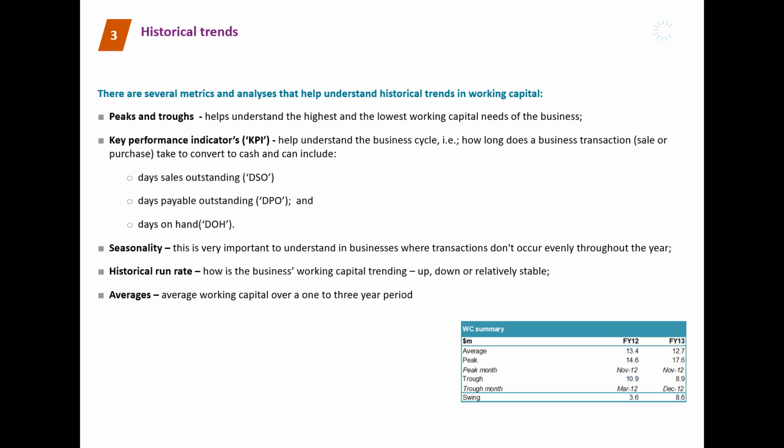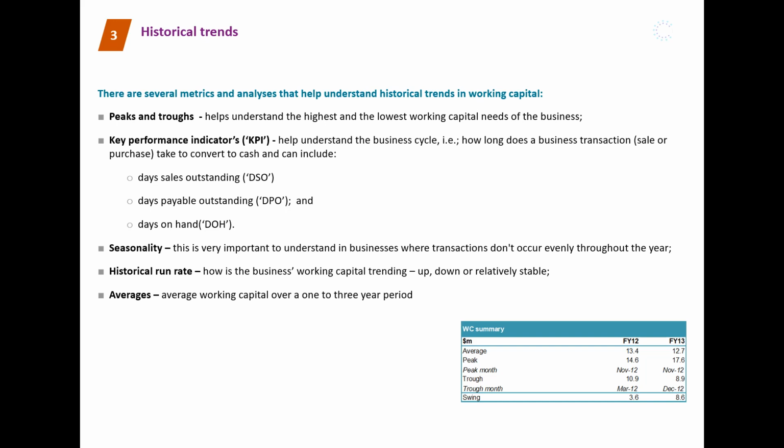So the next metric and analysis we look at is seasonality. So really important to understand. Some businesses have no seasonality. Some businesses have extreme seasonality. So what's an example of a business that might have extreme seasonality? Well, what about Christmas tree farmers? People who sell Christmas trees, right?